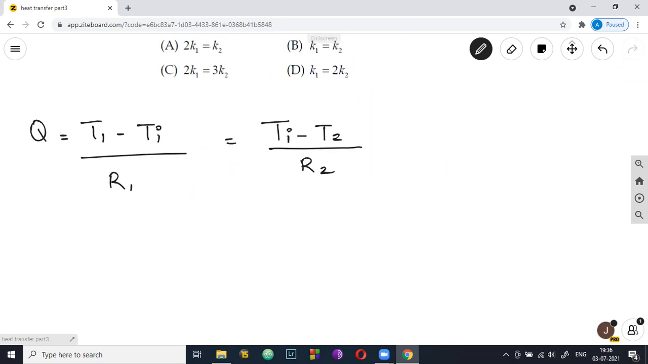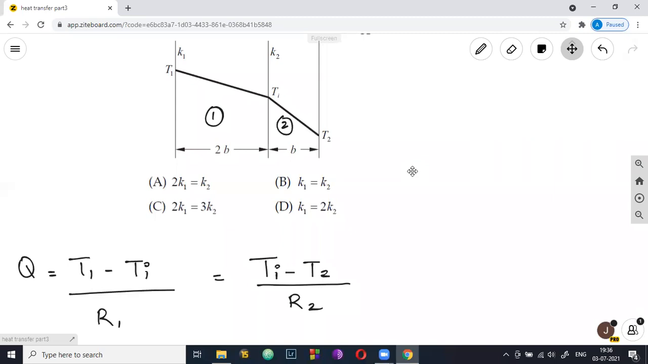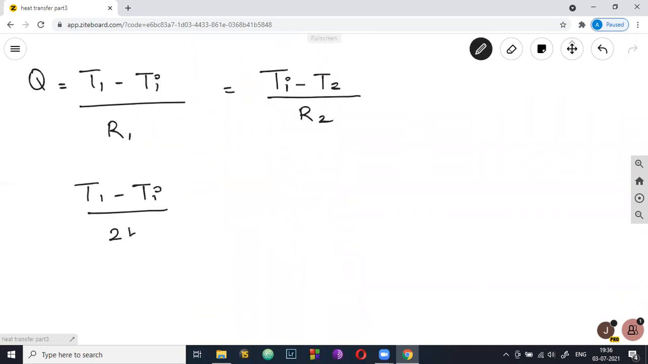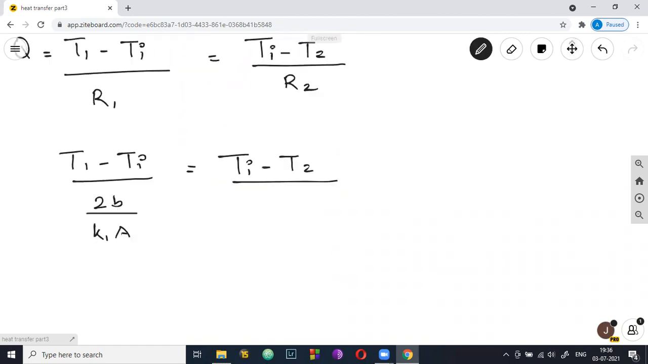Now, let's take these two equations and compare them. So (T1 minus Ti), what is the resistance of the first wall? The width of the first wall is 2b. You can see here the width of the first wall is 2b. So 2b divided by (K1 into A) is equal to (Ti minus T2) divided by the resistance of the second wall. The width of the second wall is B and thermal conductivity is K2. So B divided by (K2 into A).